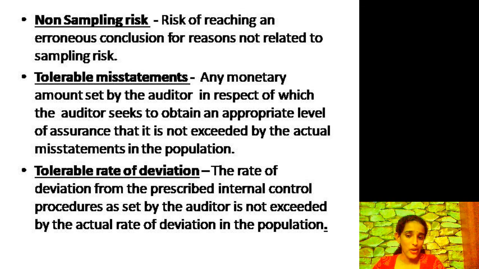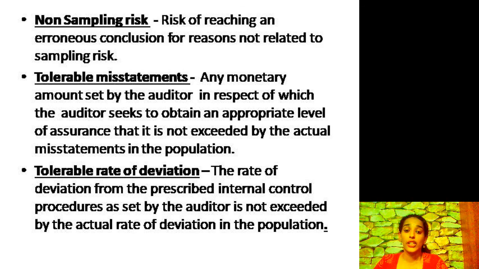Any monetary amount set by the auditor for which he needs to obtain an appropriate level of assurance, that is not exceeded by the actual misstatements in the population. If it is 50,000 and the actual misstatement in the population is also 50,000, then I can say it is a tolerable misstatement. It comes within the purview, or it is acceptable in nature.